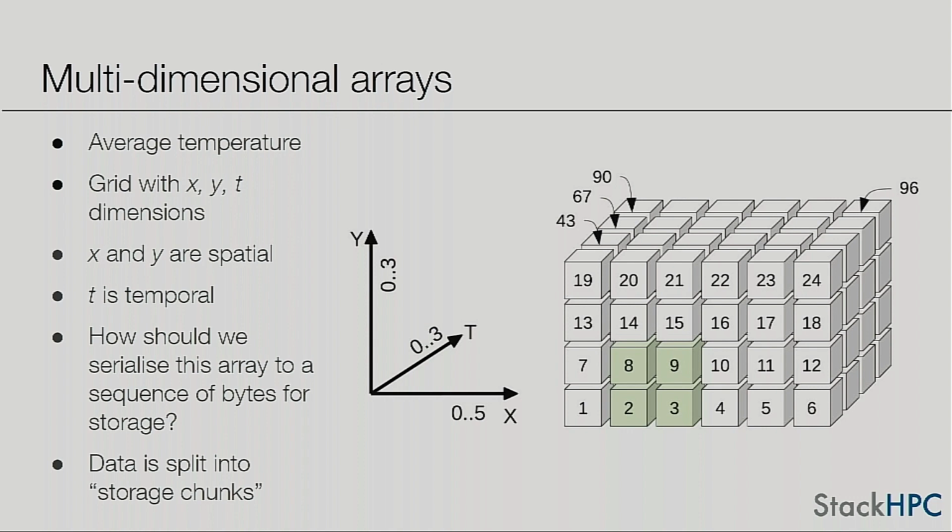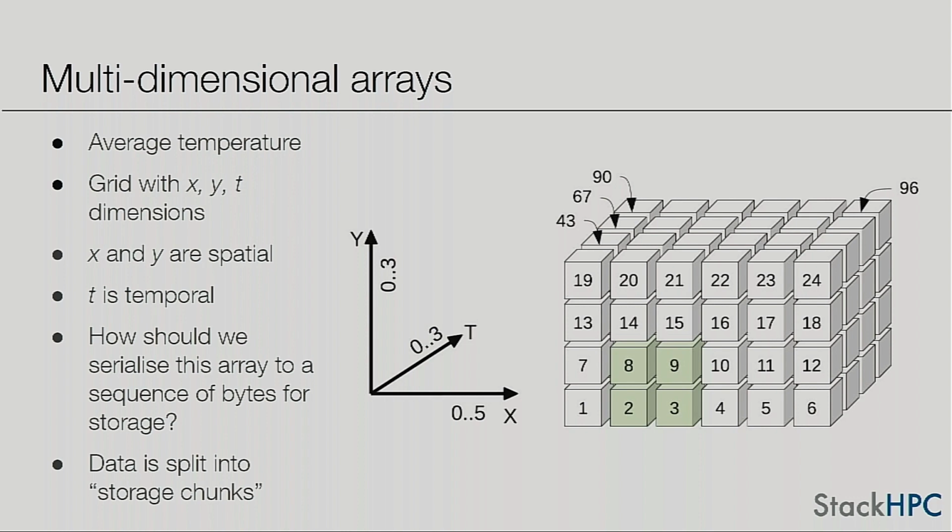Something that we need to understand is multidimensional arrays, matrices, and the common field that we work with is the average temperature. So in the example here, we've got two spatial dimensions, x and y, and a temporal dimension, t. And this is quite a small matrix, of course, but how would we take this matrix and serialize it onto disk?